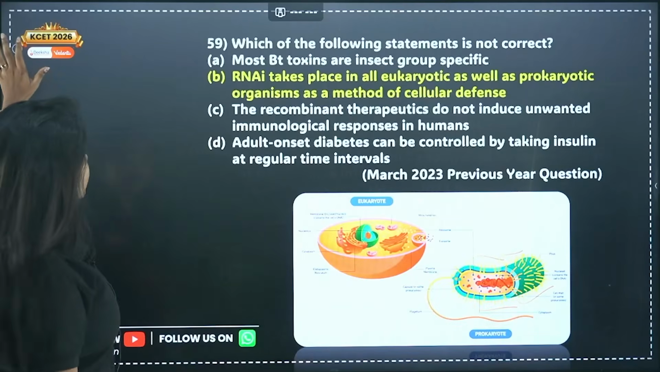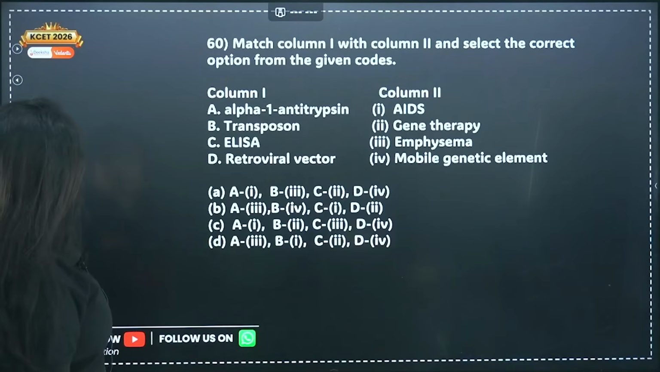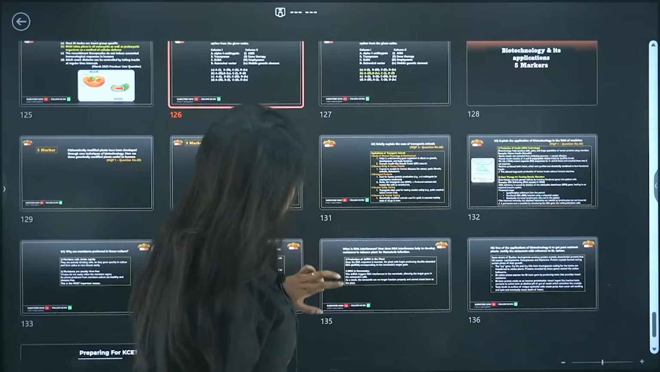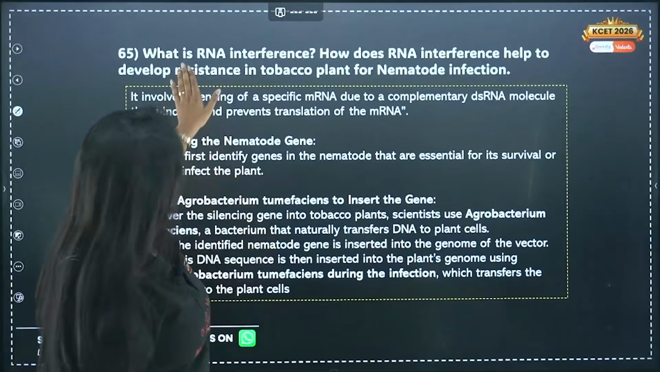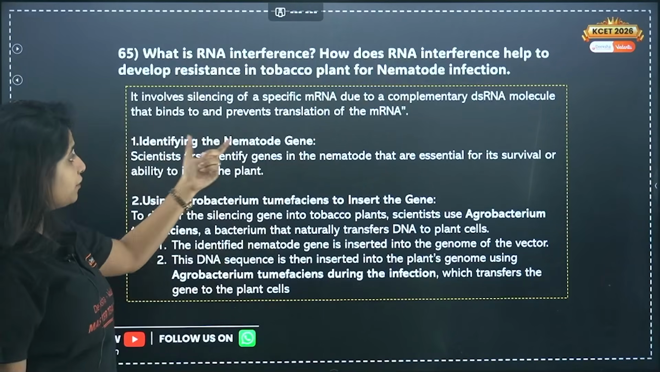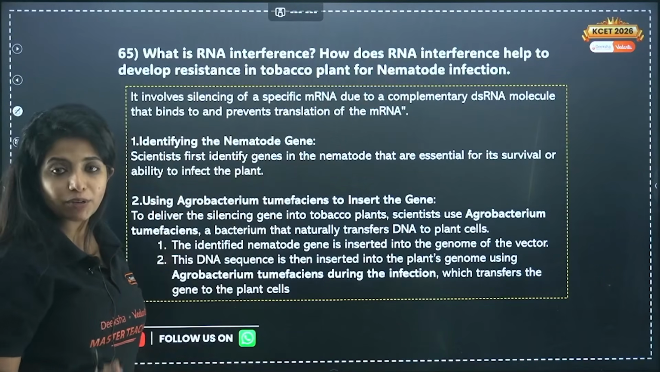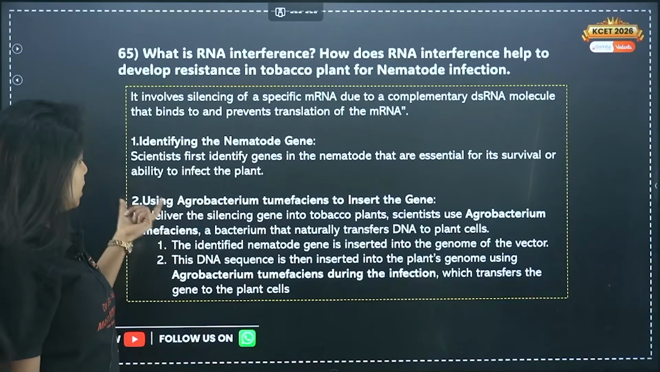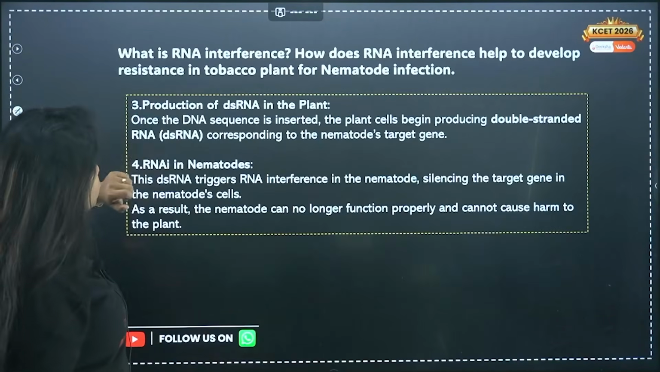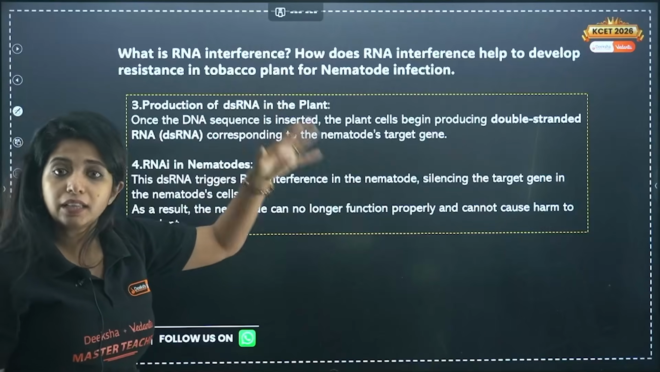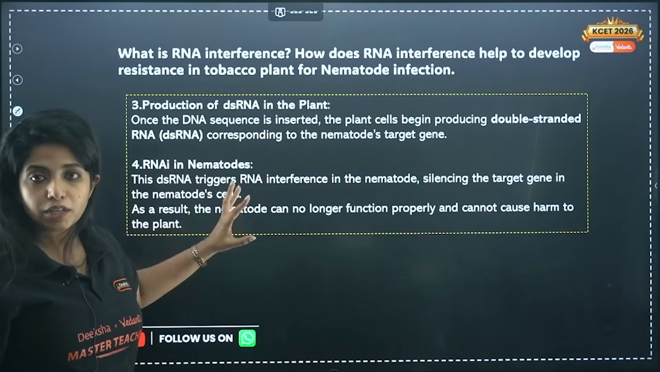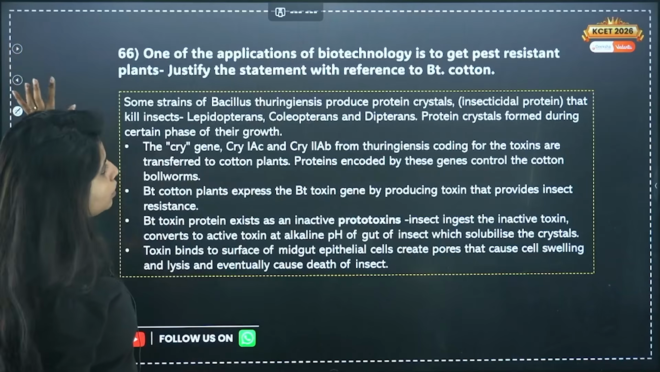Now this is a long answer, so I'll just quickly move on. I explained a lot of things in the 5 marker. One was this: what is RNA interference? How does RNA interference help? I told you everything. Identify the nematode gene, the organism that is causing the trouble, Meloidogyne incognita. Use Agrobacterium tumefaciens to insert the gene. Production of double-stranded RNA in the plant: in the plant, the double-stranded RNA is produced and then it does RNA interference. Go through it. It is super important. You should know it.